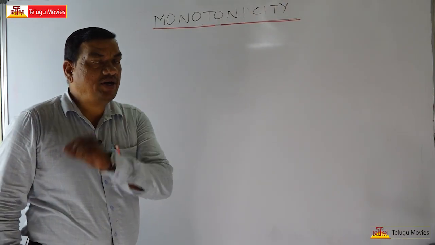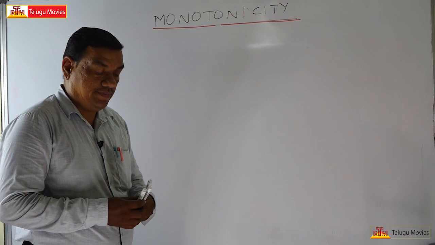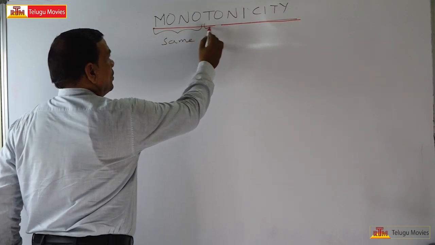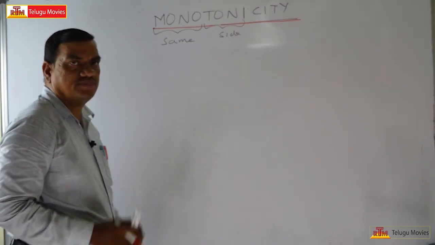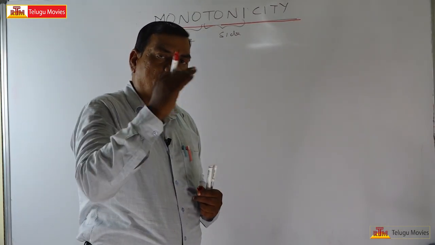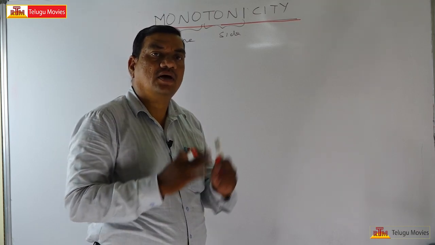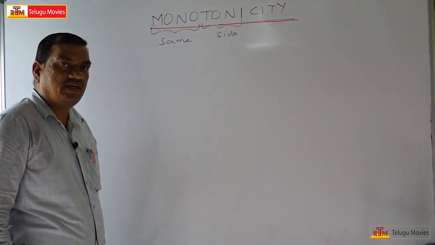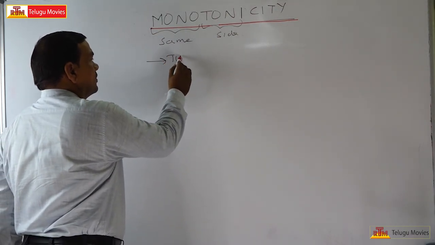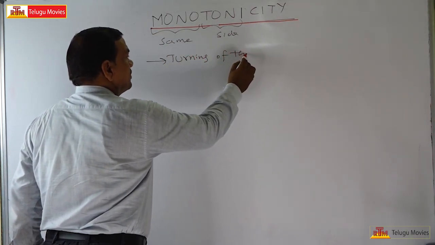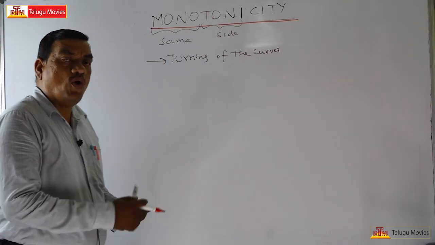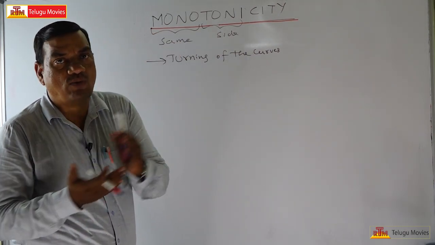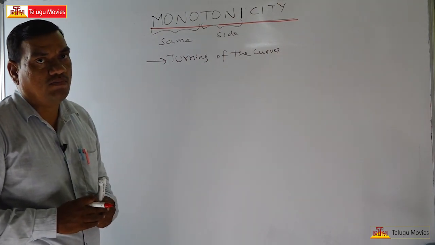Coming to our chapter, monotonicity. Mono means same. Tono means side, same side. That means it should follow the same property throughout the given domain. Now, this topic discusses the turning of the curves. How the curves turn, in which domains it takes a maximum and a minimum, all this will be discussed in this chapter, monotonic function.